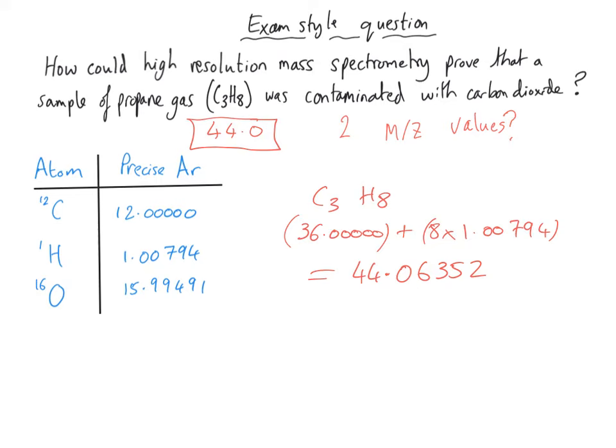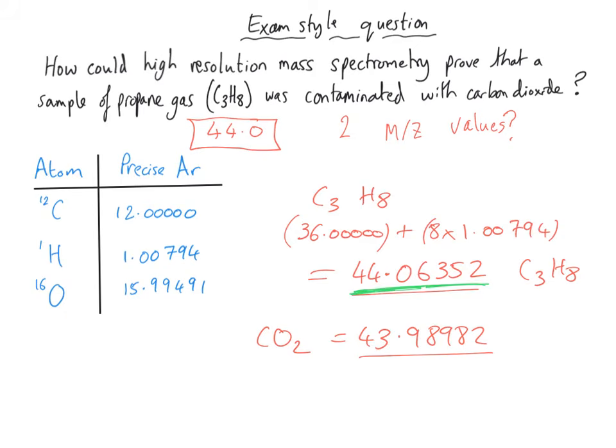So now we've got the MZ value for propane to 5 decimal points, we can compare it to the carbon dioxide MZ that we worked out in the previous slide, which is 43.98982. Now, obviously now we have got 2 different values, which shows that there are 2 substances in our sample. So we have our propane gas, which is the 44.06352, but we also have something else, which is carbon dioxide's MZ value. So our propane is contaminated.